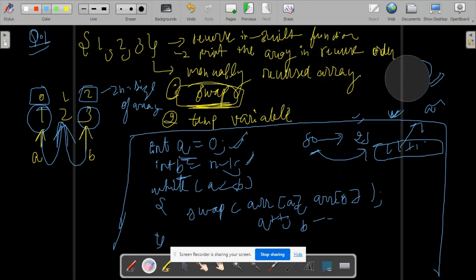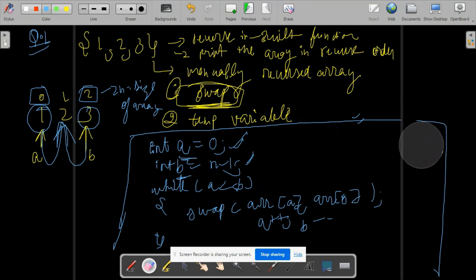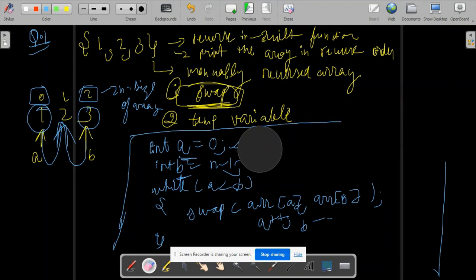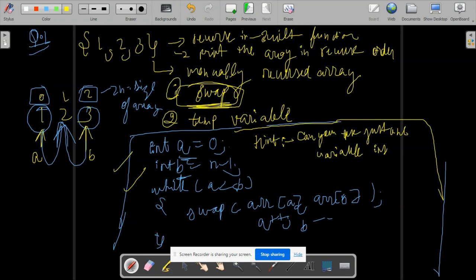So how can you optimize? Can you think in your mind how you can optimize this code? This is the same code that I will be doing, but in an optimized way. Yesterday we covered this code, but now I will show you how to optimize it further. A hint: just for 5 seconds think in your mind, can you use just one variable instead of two?